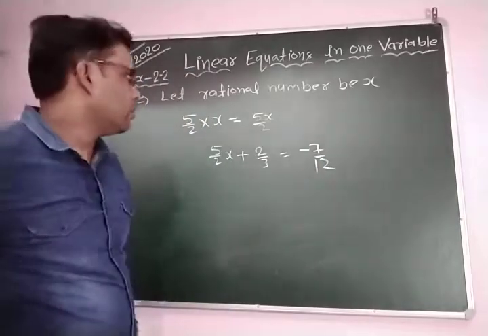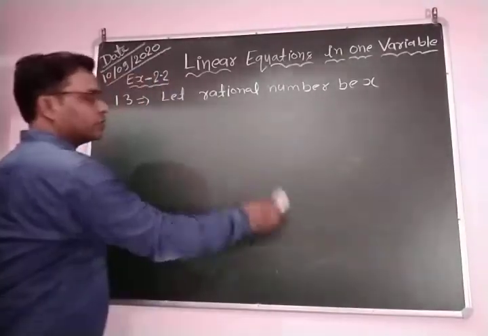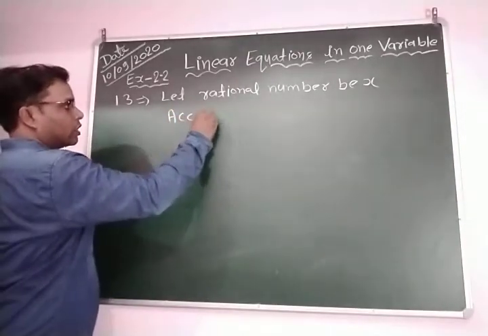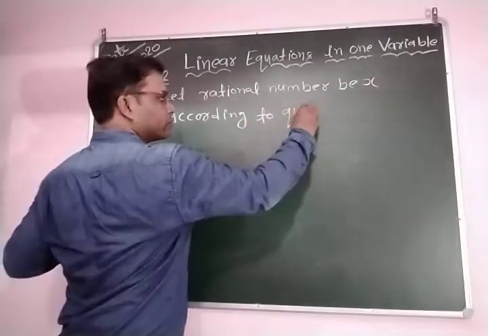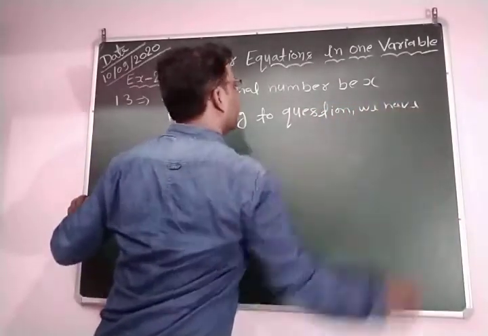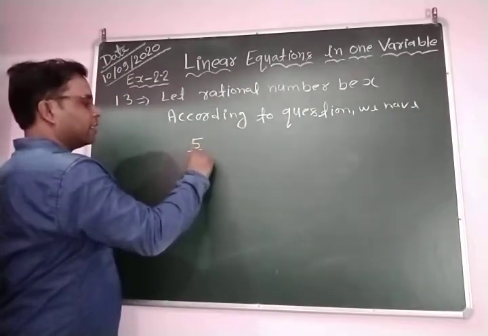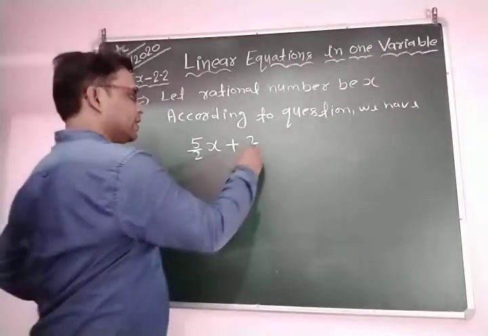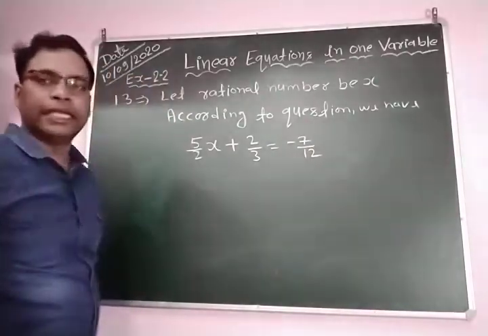So let's see it in a proper way. I hope you all understood this process. So we write here according to the condition, according to the question. What is the condition in the question? The rational number is multiplied by 5 by 2 into x, and after this we add 2 by 3, then we obtain minus 7 by 12. This is the condition given in this question.